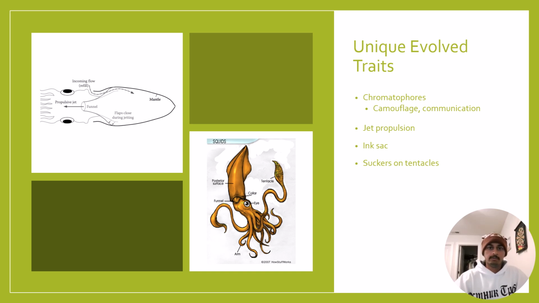Squids are also capable of jet propulsion by forcing water through their funnel, as shown in the diagram, allowing them to move quickly in water. They are also famous for their ink sacs, which are useful as a distraction for fending off predators. Their tentacles also have suckers on them, as you can see in this picture, which makes it easy for squids to grab food and push it into their relatively small mouths.